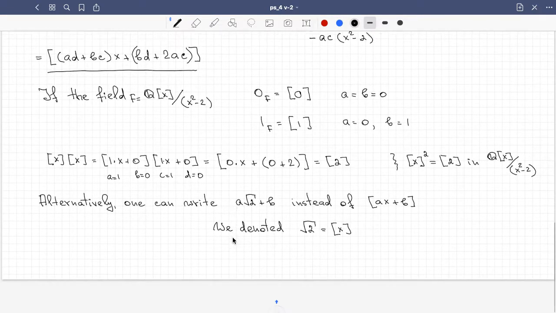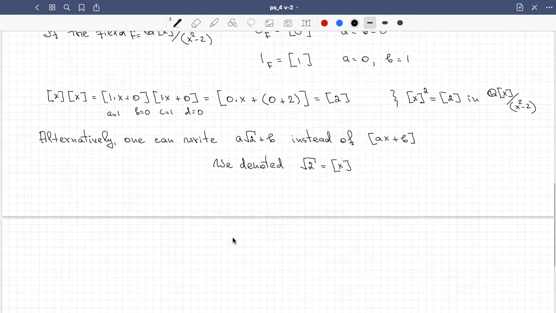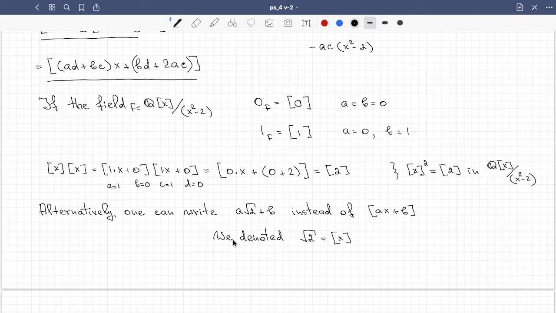And you get a different description of this same set. So this is an alternative description which you may look at. So Q[x] over x squared minus 2 is the set of, in this case, instead of x, we write root of 2, a root of 2 plus b, where a and b are rationals.